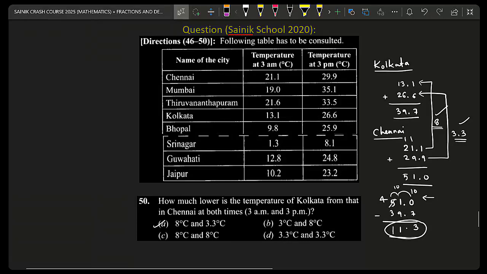Sir, we can also do another method. First we will do 21.1 minus 13.1. Yes, you have to do it like that only. I thought they were asking the overall difference, but they are not. They are asking individually. So you just subtract 21.1 minus 13.1, you'll get 8. 29.9 minus 26.6, you'll get 3.3. Okay? Okay, sir.